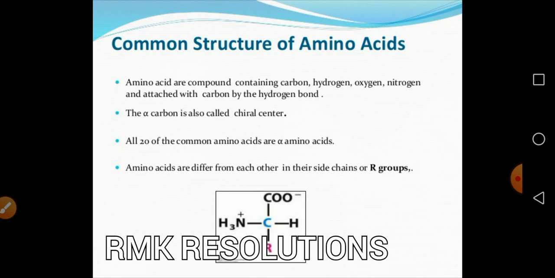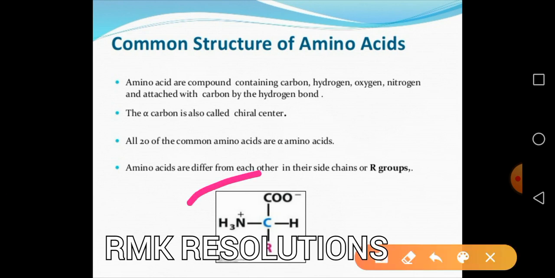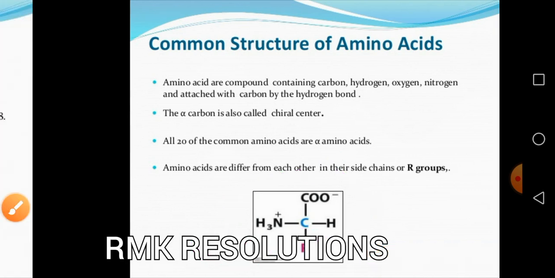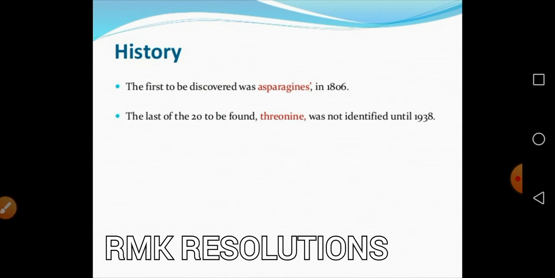On your screen you can see the typical amino acid structure, which has a central carbon, then here there is a hydrogen, this is the carboxyl group, this is the amino group, and this one is the R group. On the basis of which kind of R group is there, amino acids are classified into different classes. When we go into the history, the first amino acid discovered was asparagine in 1806, and the last one was threonine in 1938.